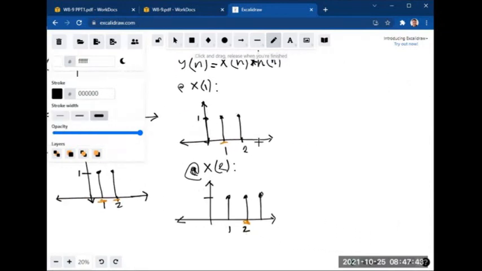Then the overall output of our discrete convolution is that we will add these two signals from each input. So our y of n now will be equal to, we will have this one, 0, 1, 2, and 3.